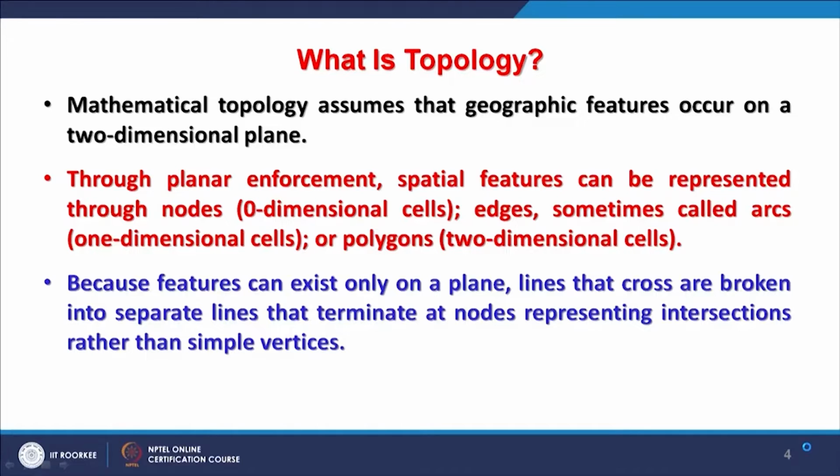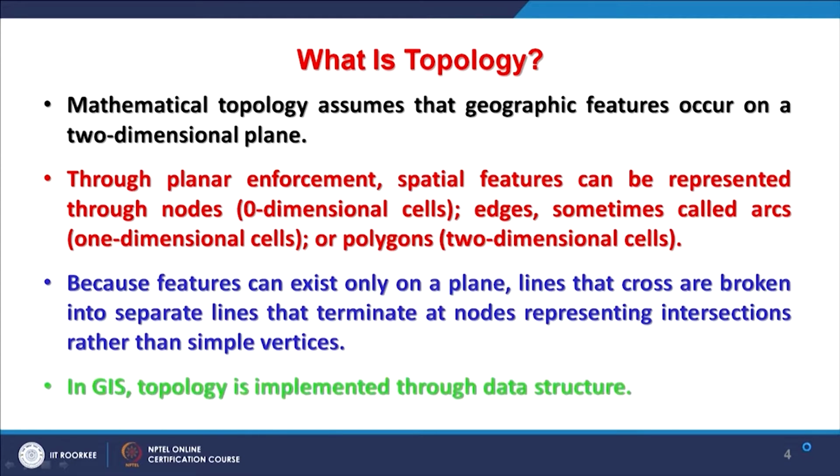And because features can exist only on a plane, the lines that cross are broken into separate lines that terminate at nodes representing the intersection. So, if there are two lines crossing each other, then wherever they cross, a new node has to be created. Otherwise, these two lines will not know adjacent features or neighborhood information at all. So, this is what topology basically does: it creates the information about the neighborhood or adjacent features. In GIS, topology is implemented through the data structure, and as I have been mentioning, this is mainly for vector polygon data.